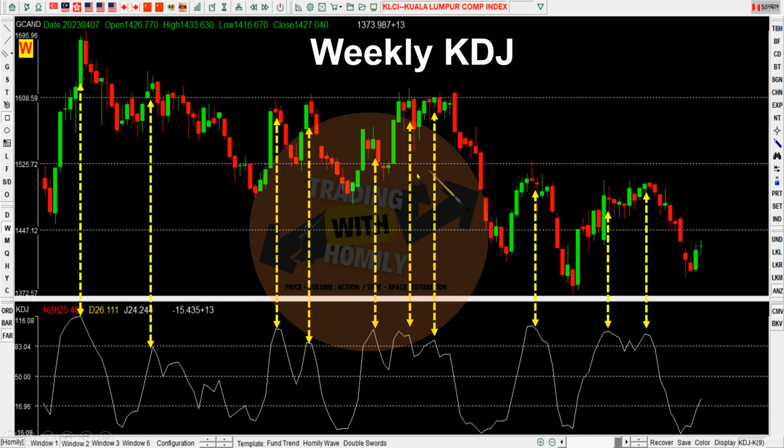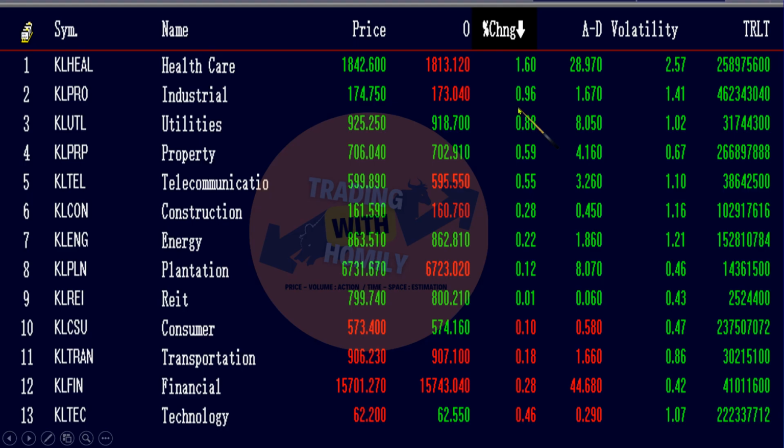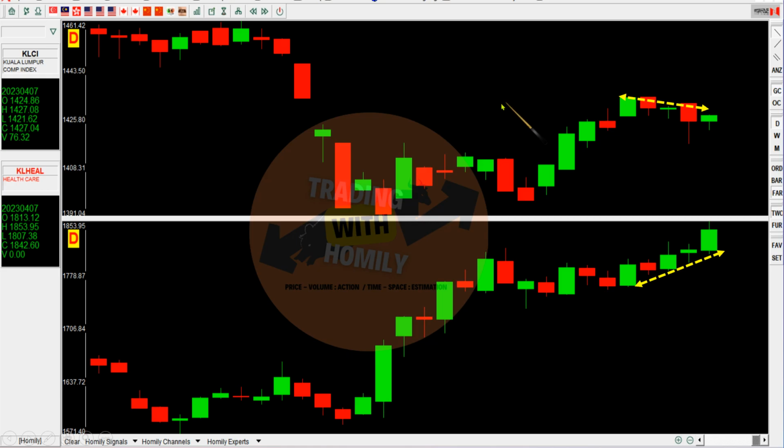Next, we will talk about individual stocks or sectors. For sectors, we can see the healthcare sector closed with a bullish candlestick and the trend is around 1.6. From the chart comparison, we compare the index and the healthcare index, and we can see the healthcare is stronger.